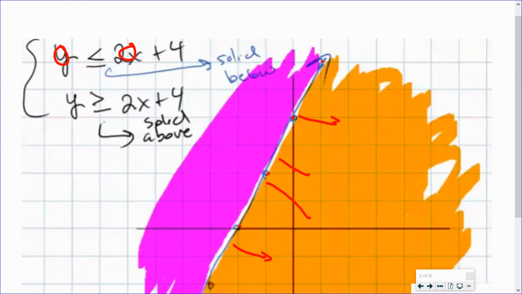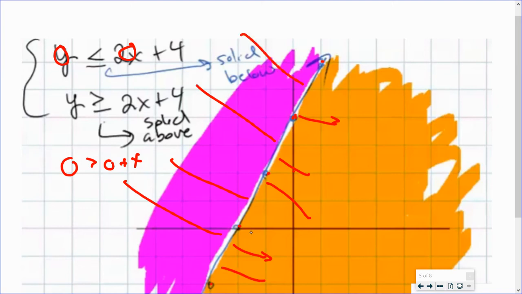This one, 4, 2, oh, there's this exact same line. Let's put a 0 in for this. Is 0 bigger than 4? It's a no, so it shades this way. So where do they overlap? Only on the line, because both of them are equal to. So the only ones that work are the points on that line.